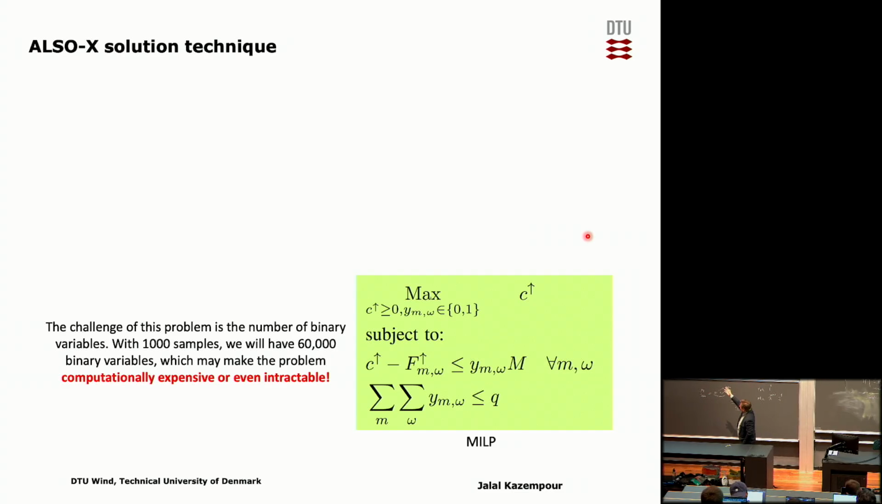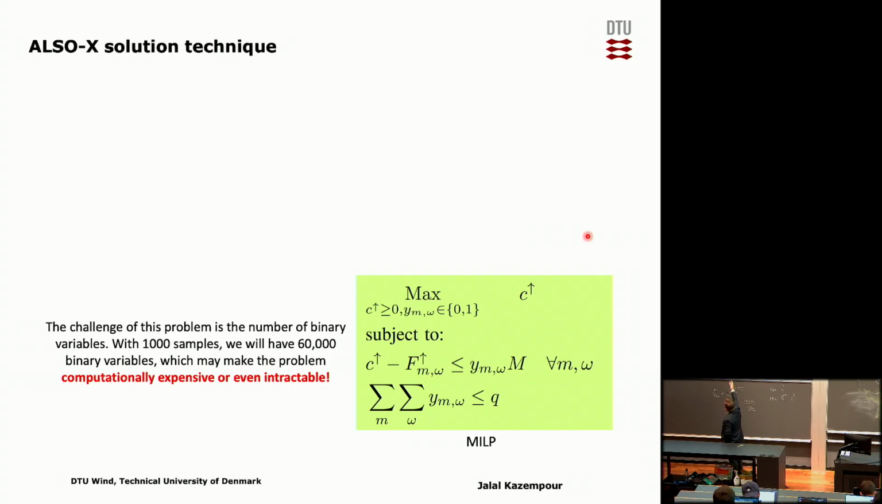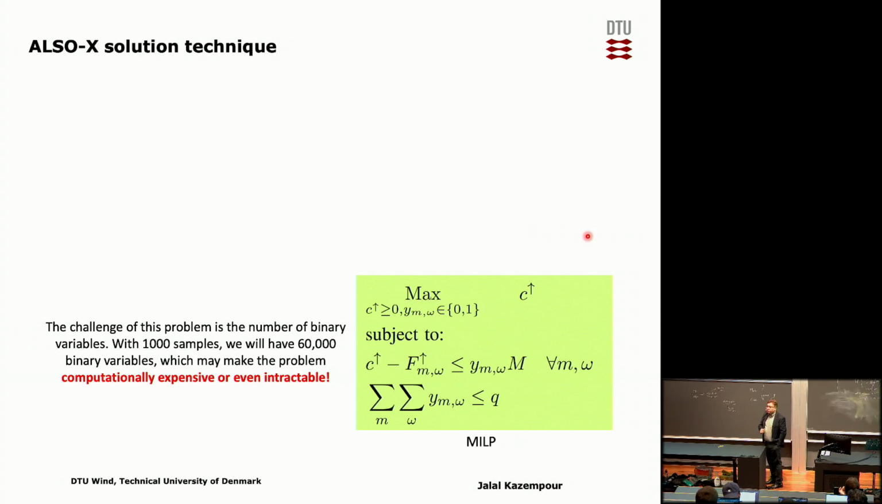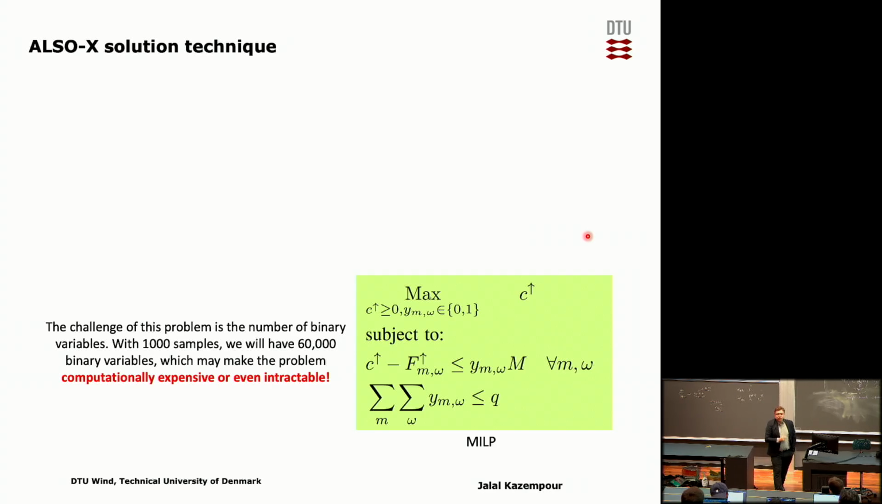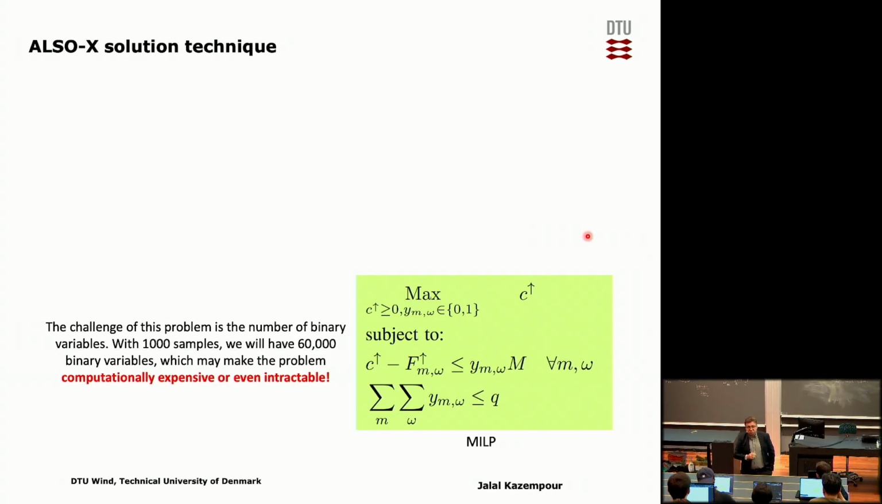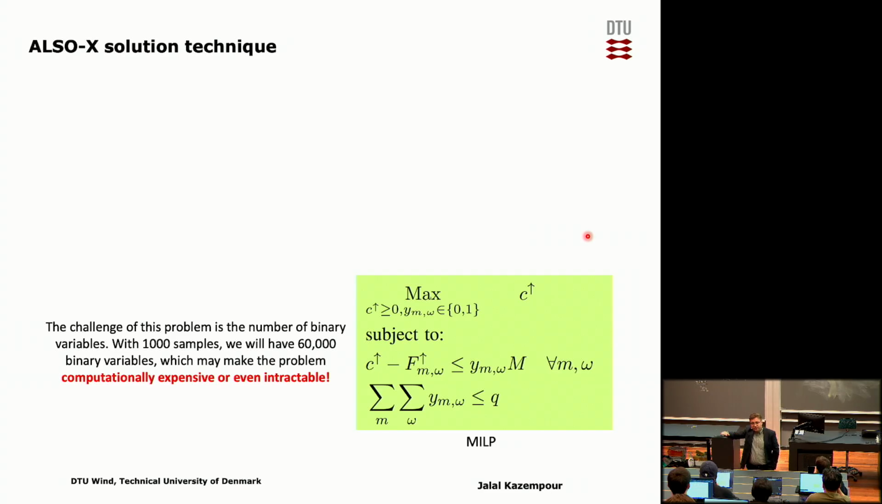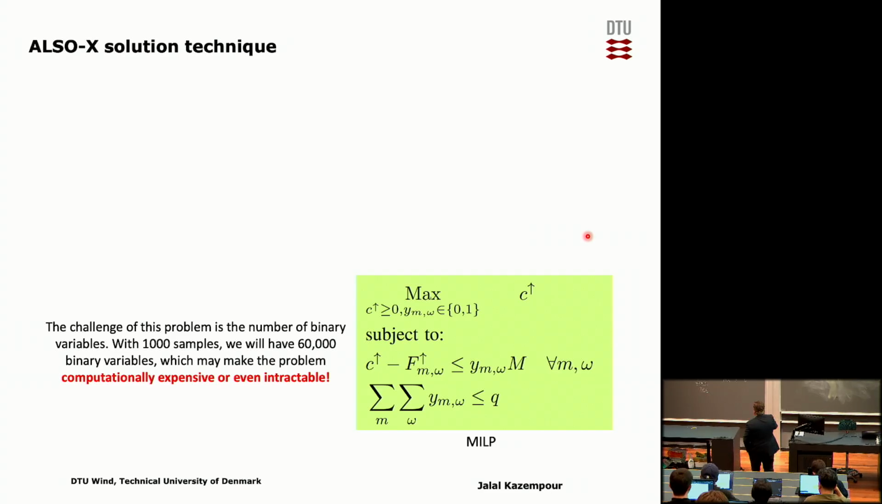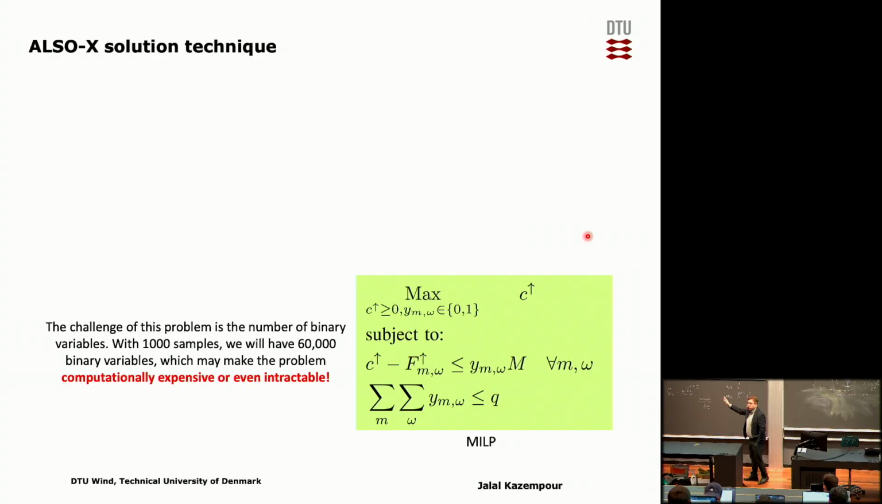But think of a case that maybe you don't have 100 scenarios, but 1,000 scenarios. Then the number of binaries will be 60,000. You have y of minute and omega: 1 binary per minute per scenario. Or maybe you don't have 1,000 scenarios, maybe you have 10 million scenarios. You want to really represent well the underlying empirical distribution. Then you may realize that this MILP problem is really hard to solve.